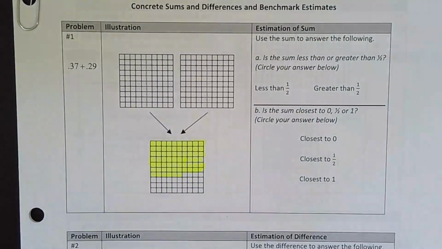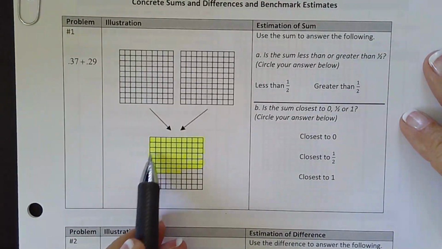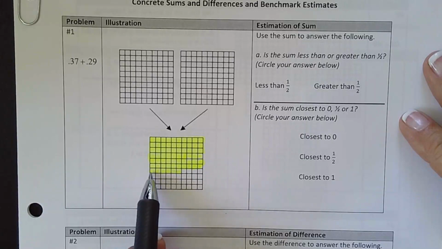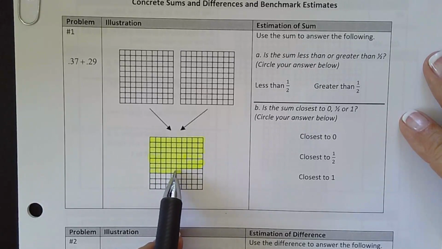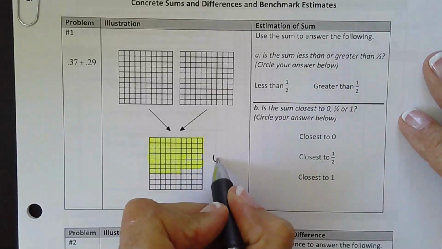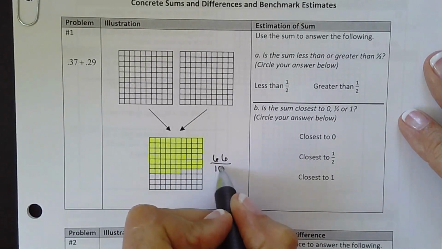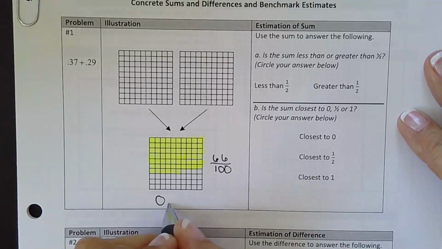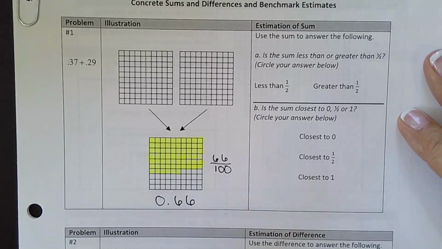So now for the sum, we'd add them together because they're both positive. When the signs are the same, add and keep the sign, and we'll have our answer. So 10, 20, 30, 40, 50, 60, 1, 2, 3, 4, 5, 6. So that's 66 out of 100, which means the decimal number would be 0.66.